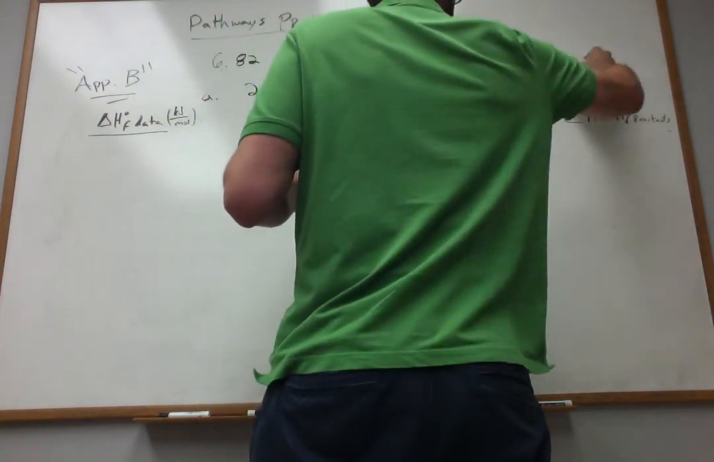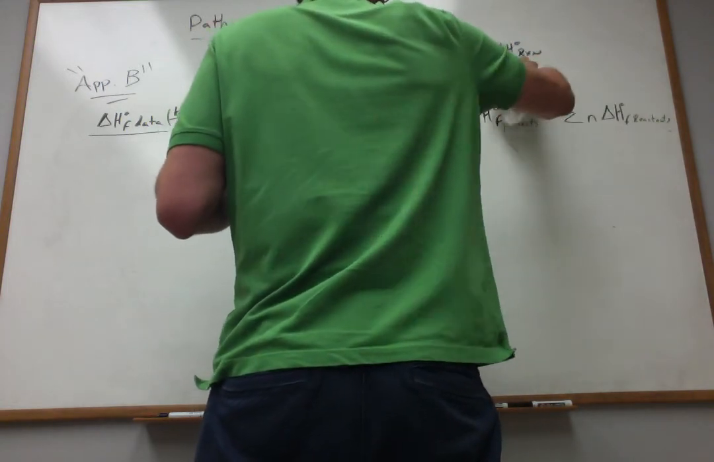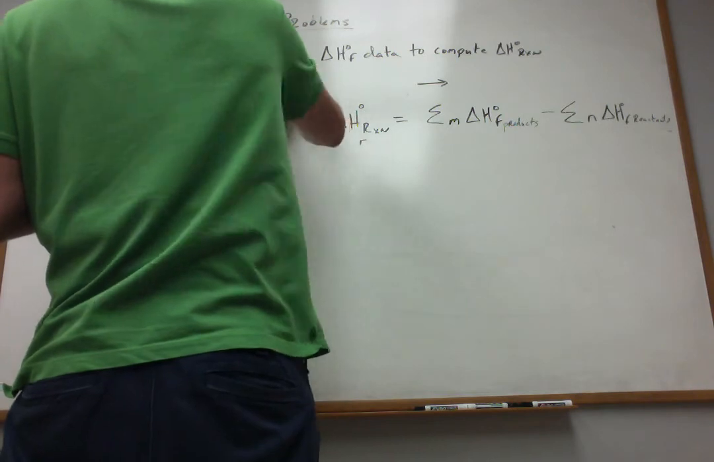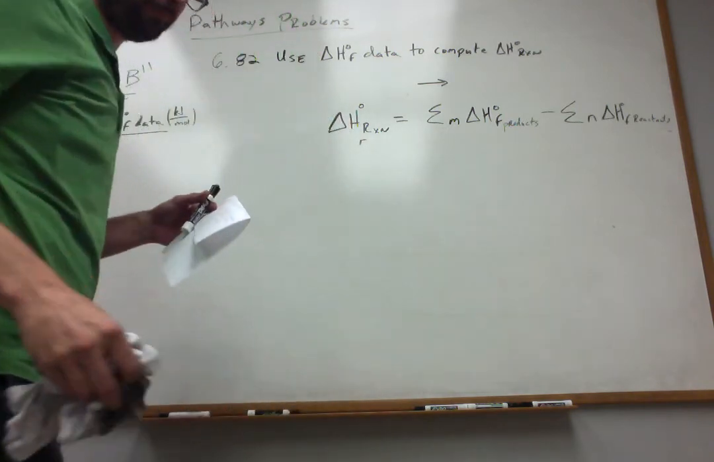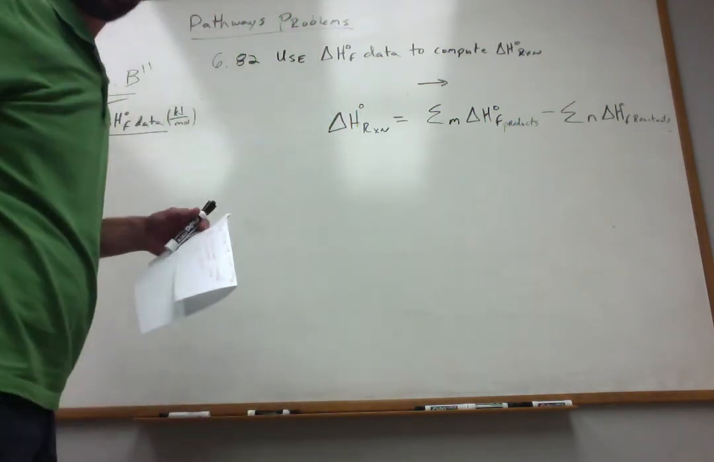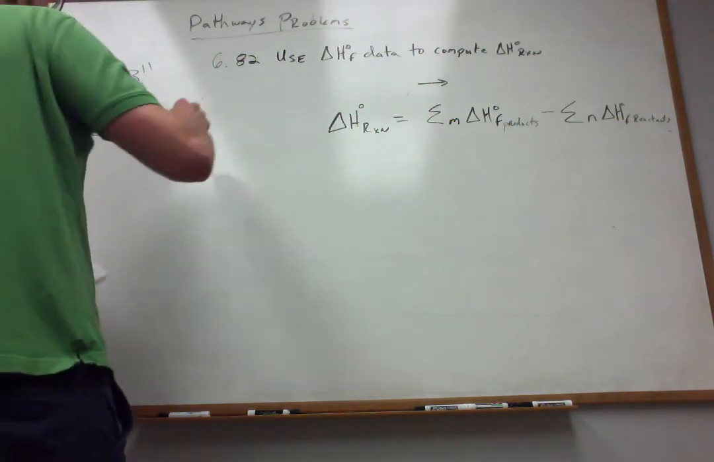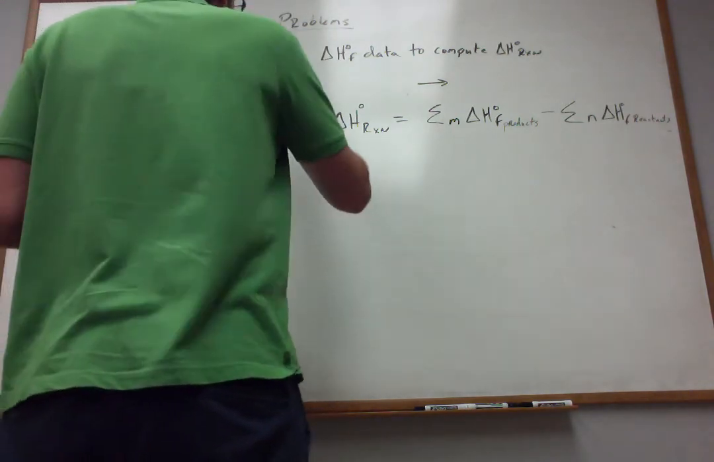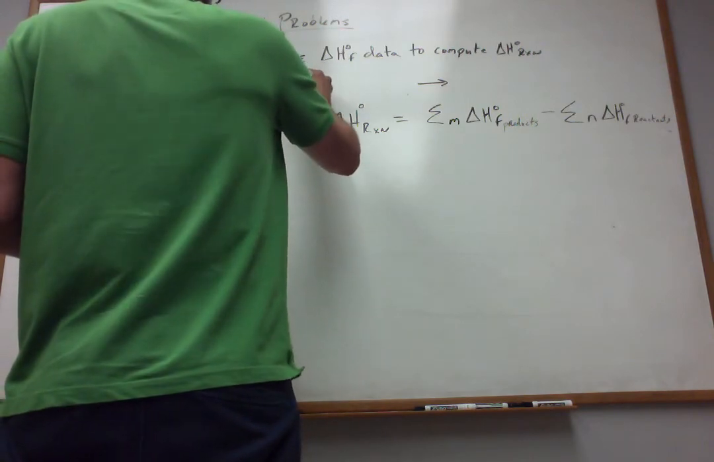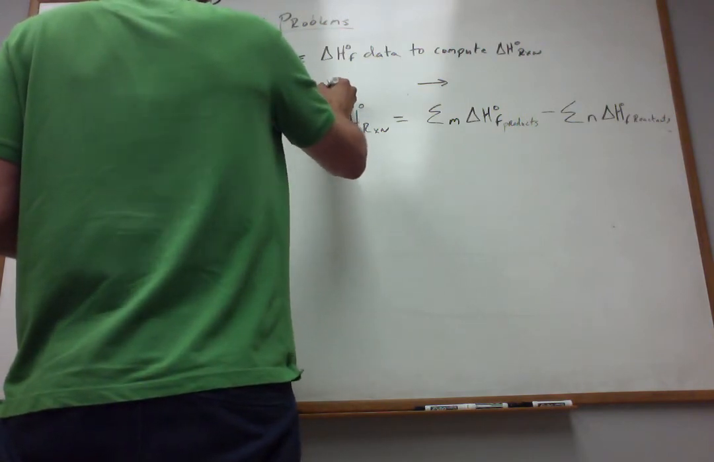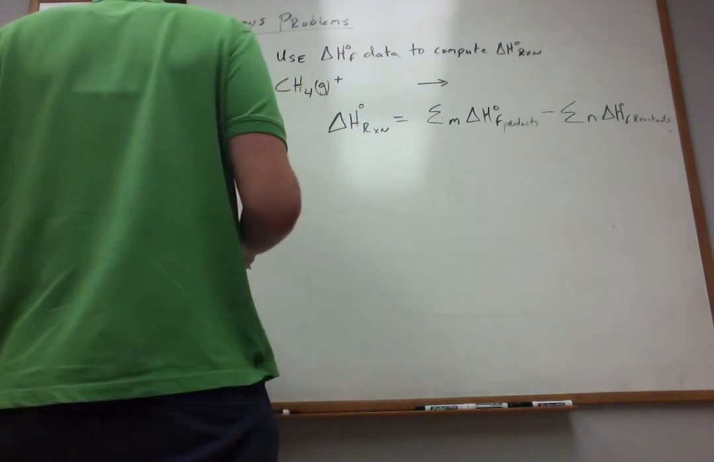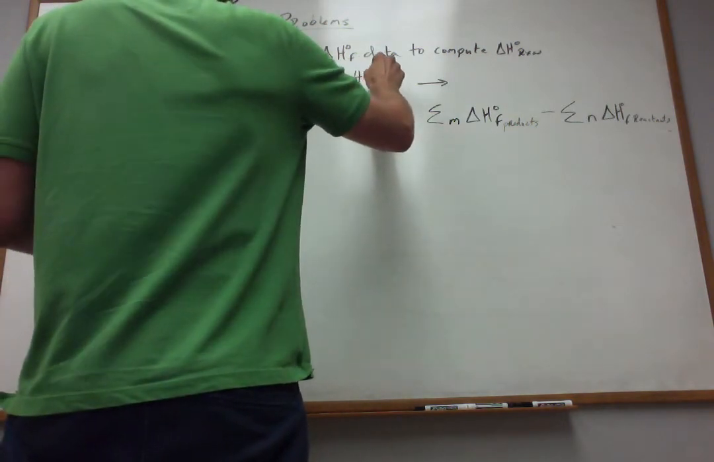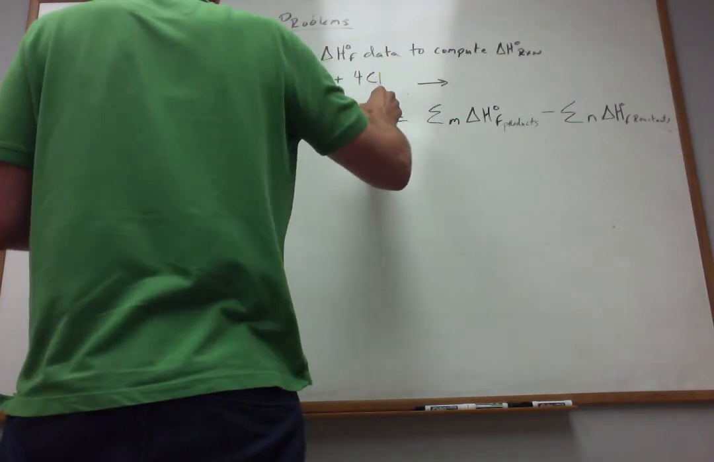I'm also going to erase the reaction. This is going to be part B of 682. Now in part B, we are told that CH4 gas, which is methane, a major component of natural gas, that's CH4.